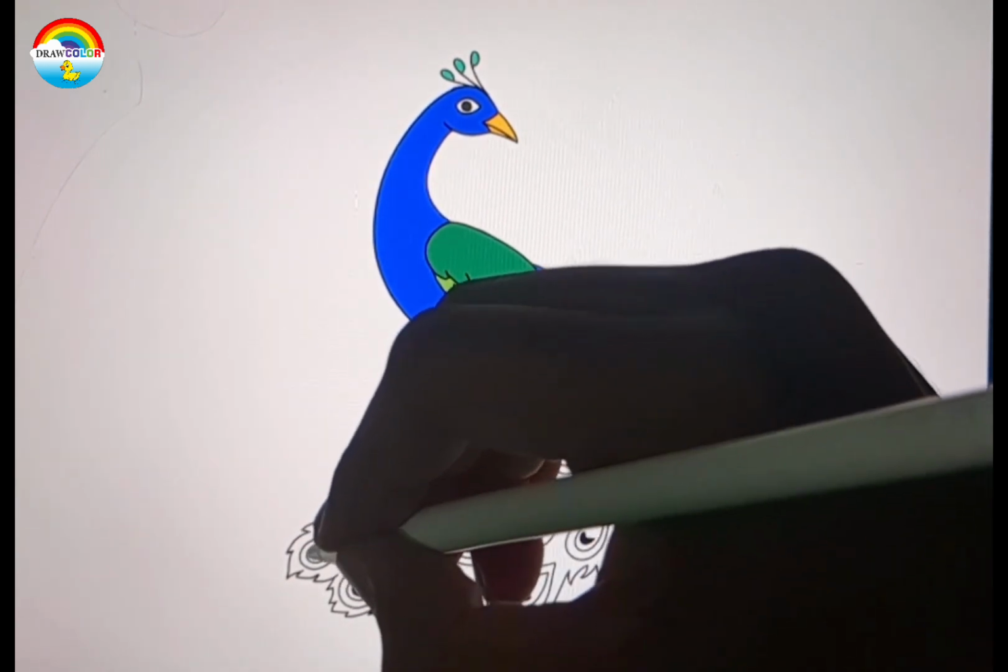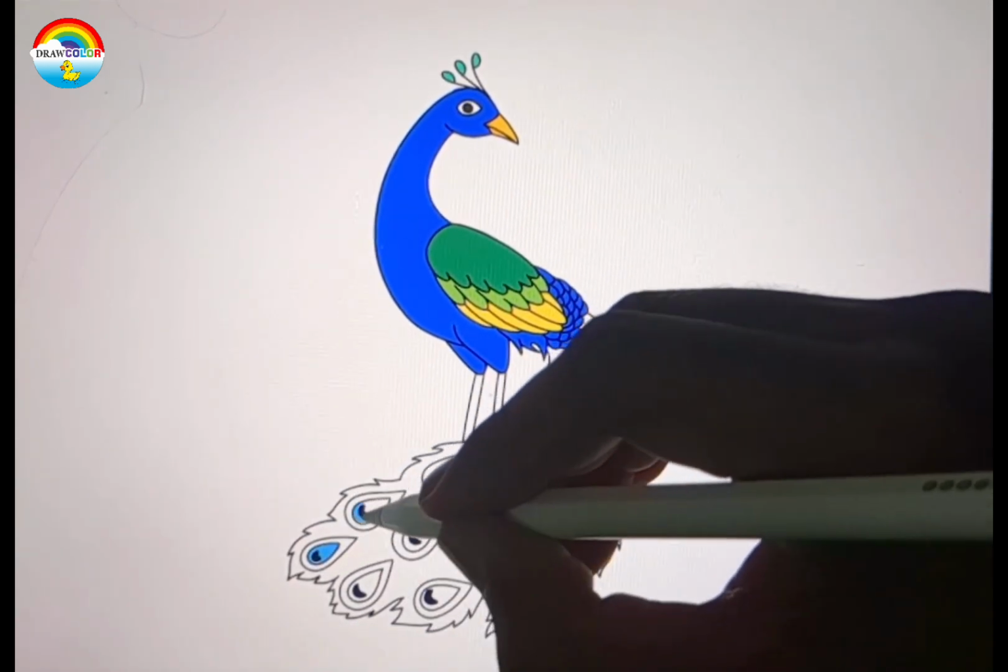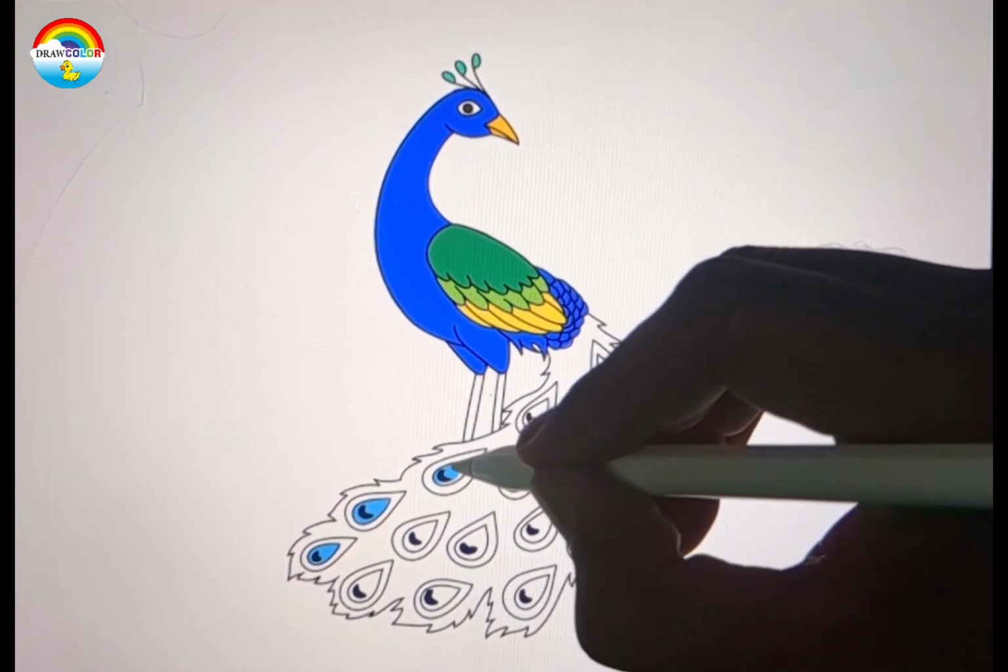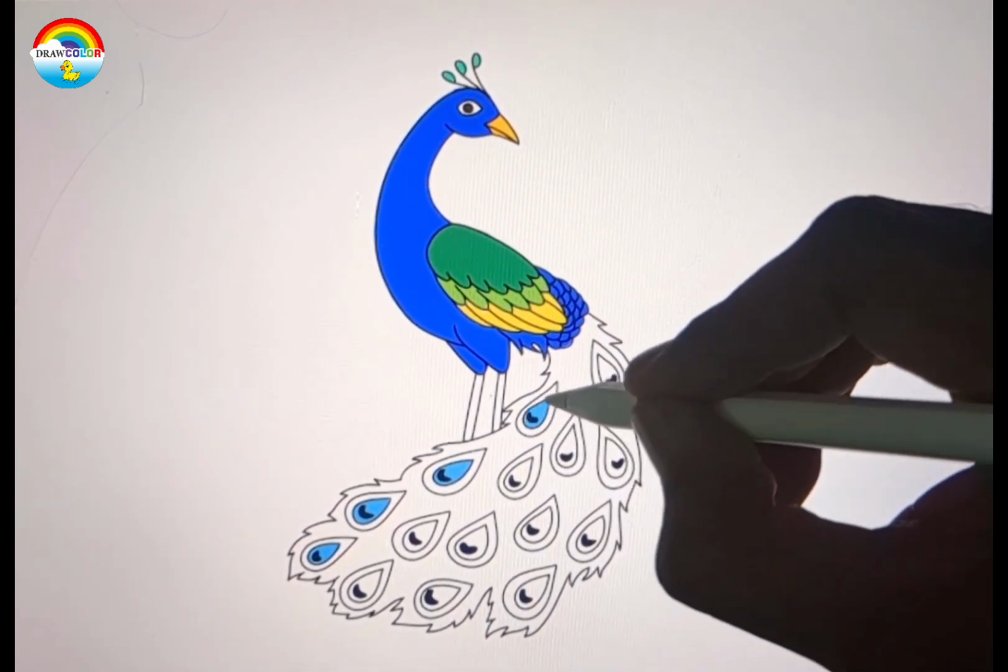Peafowls are native to South Asia but have been introduced to other parts of the world. They are often found in forests, grasslands, and farmlands.